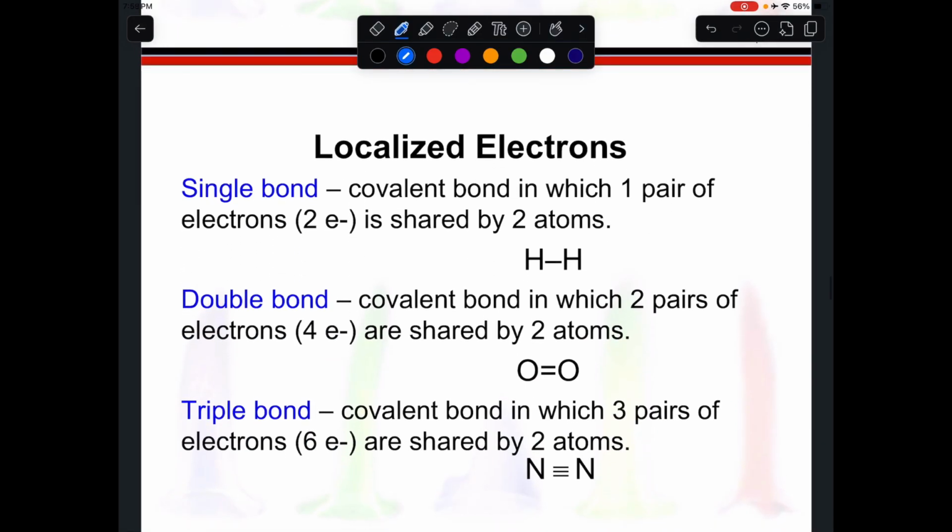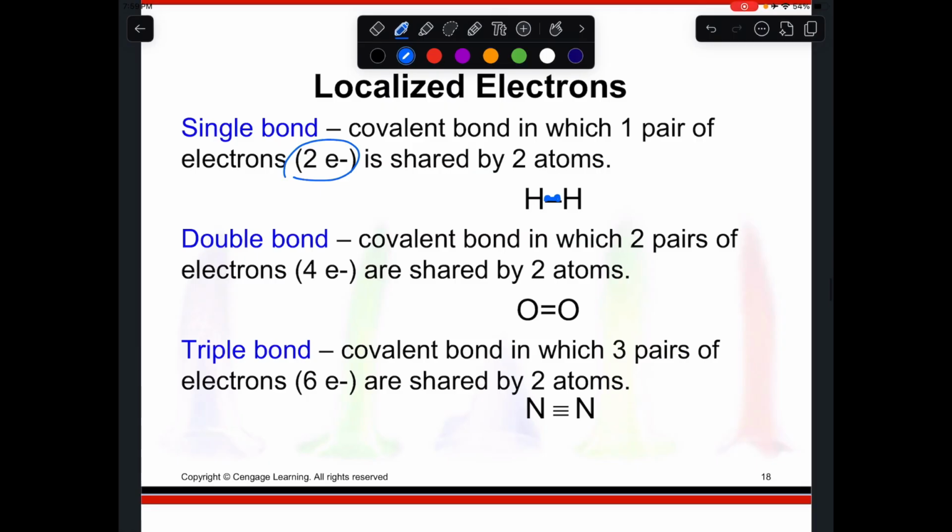Now, when we start drawing Lewis structures, you have to understand atoms, when they're covalently bonded, can make one, two, or three types of bonds between the two atoms. A single bond is drawn with a single line, and it's a covalent bond where two electrons are being shared by the two atoms. So the hydrogen brings one electron and the other hydrogen brings one, and then they share them when we draw a line to indicate two electrons.